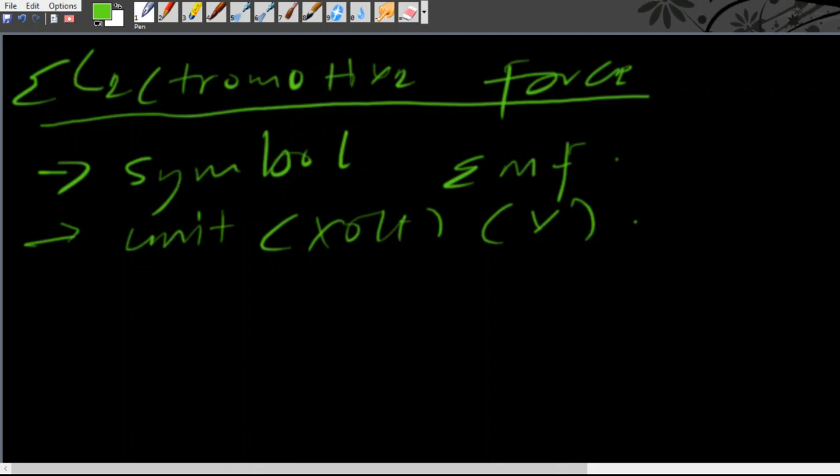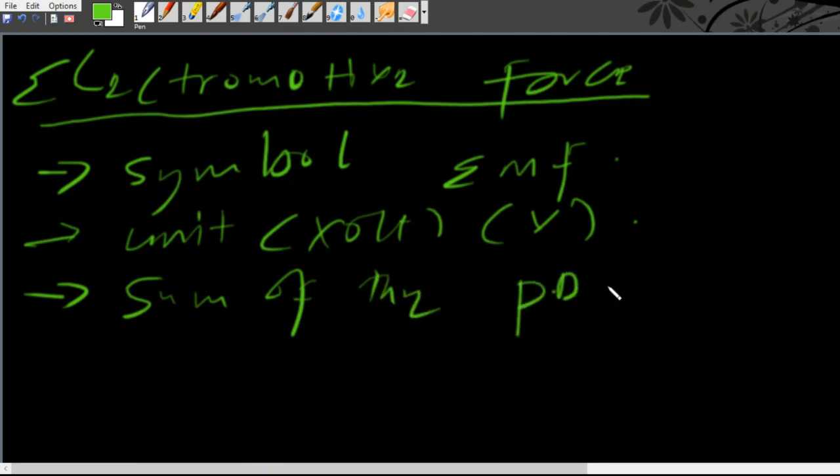The other important thing that must be known is that the sum of the potential differences gives the electromotive force. So that's all about the electromotive force. Where you have questions, you can ask in the group. Then let us look at electrical energy.